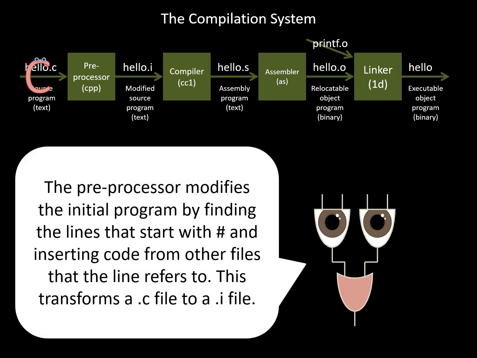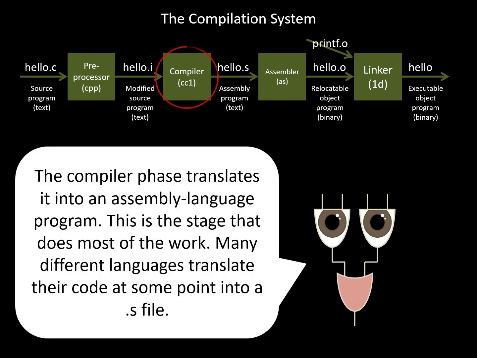The preprocessor modifies the initial program by finding the lines that start with pound and inserting code from other files that the line refers to. This transforms a .c file to a .i file. The compiler phase translates it into an assembly language program. This is the stage that does most of the work. Many different languages translate their code at some point into a .s file.